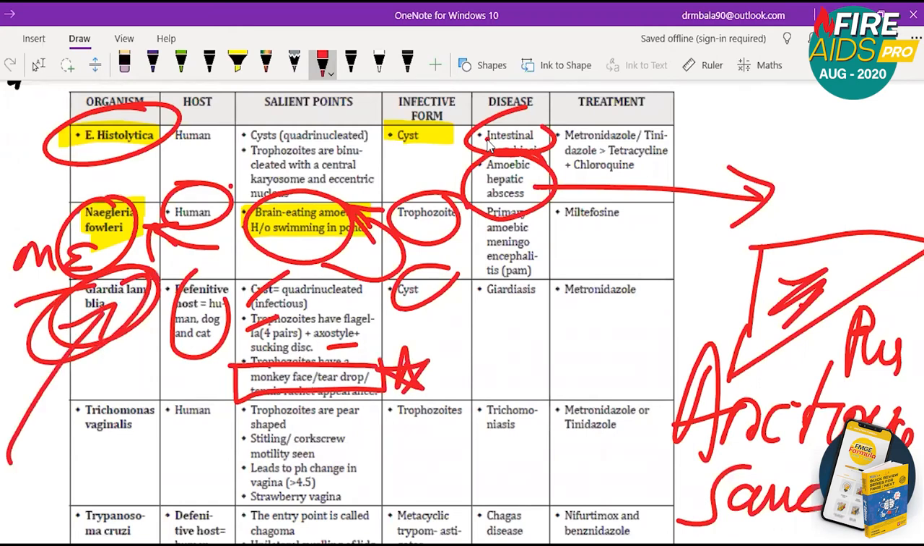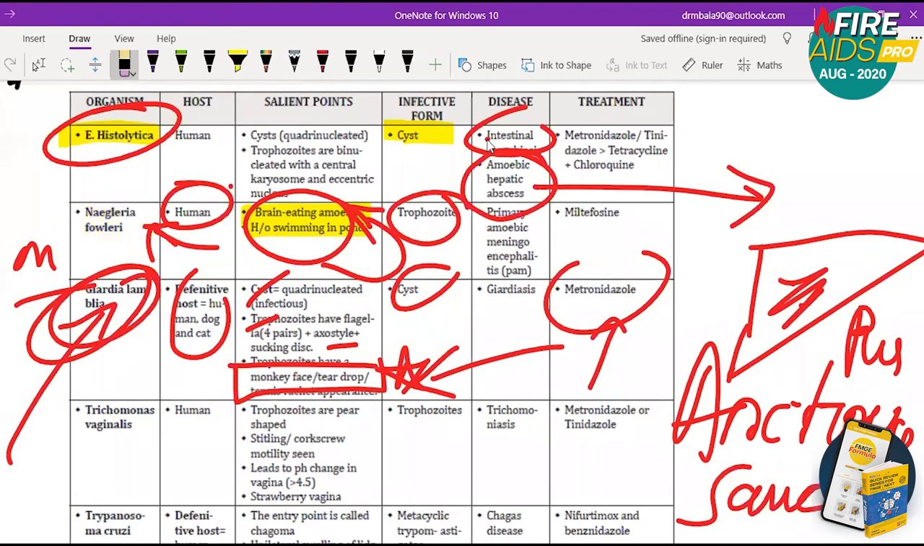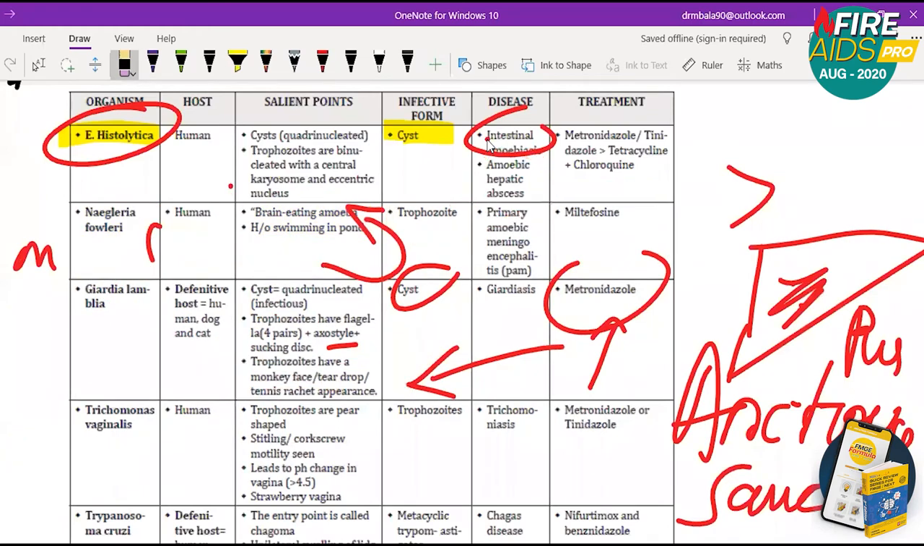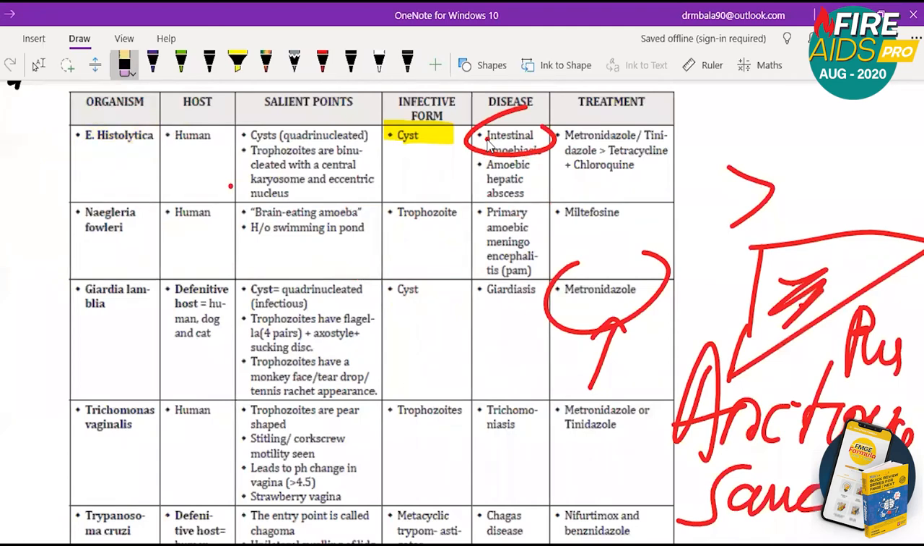Two points are very important in Giardia lamblia. Number one is this appearance. Number two is that metronidazole is the drug of choice. One drug of choice you need to know from the entire parasitology should be metronidazole for Giardia lamblia. If you forget this, definitely you can make a mistake in this MCQ. So standardly, whenever you get a single question from parasitology, that's most commonly metronidazole.